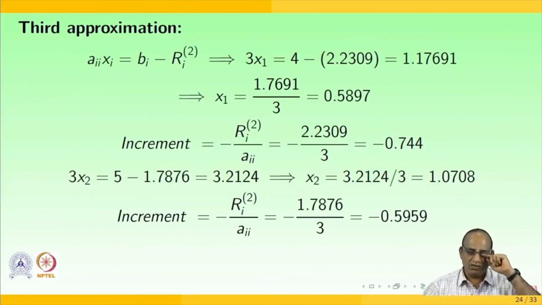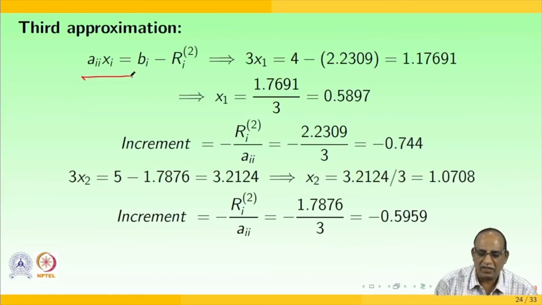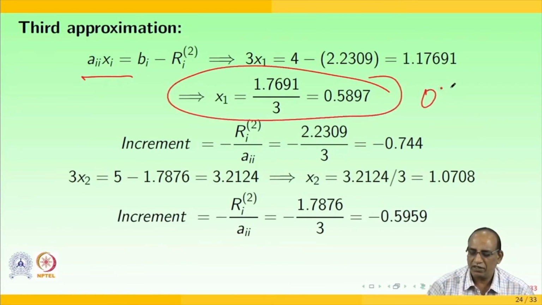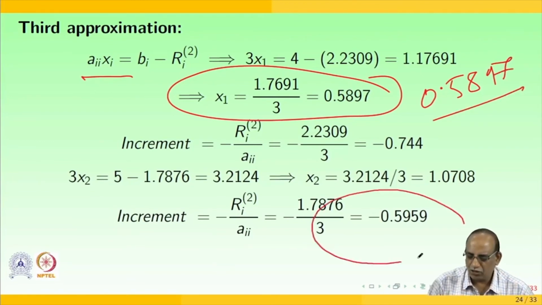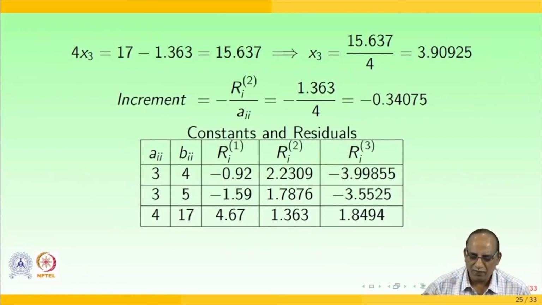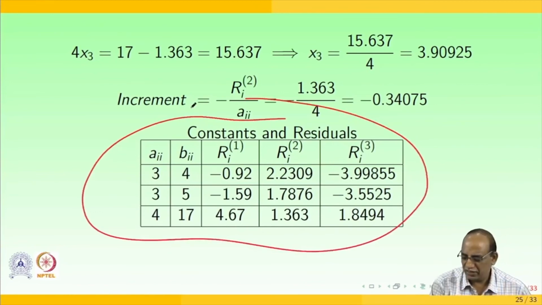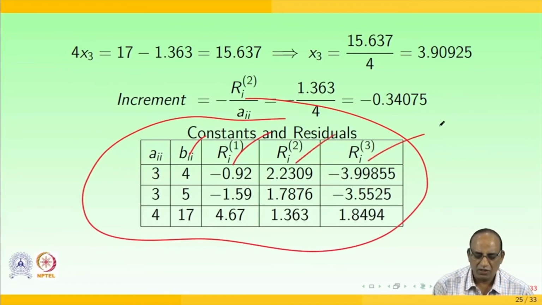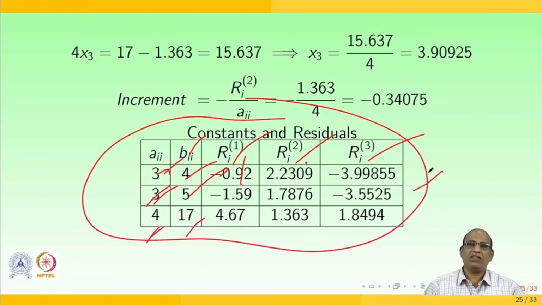So the third approximation when you do it, that is AII XI is BI minus Ri2, which you get as this matrix, that is 0.5897. And the increment when you do it, ultimately is minus 0.5959. So you end up with the constants and residues, that is AII and BII, RI1, RI2, RI3. So you get 3, 4, 3, 3, 4, 4, 5, 17, and you get RI1, RI2, RI3 as computed in this table.